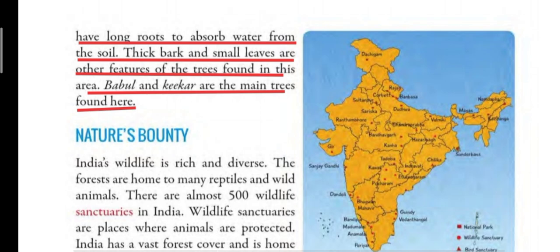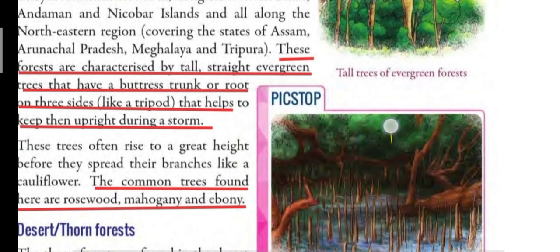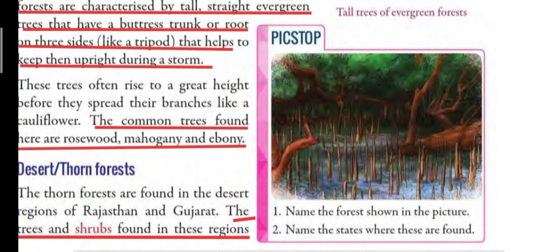So children, now we will deal with pick stop. Now here there is an image of a type of forest and we have to answer two questions. First is, name the forest shown in this picture. So as you can see, the trees are growing inside the water. So children, this type of forest is known as swamp forest or mangrove forest, and we all know that it grows in marshy areas. Marshy means dal wale ilake. So this is a swamp forest.